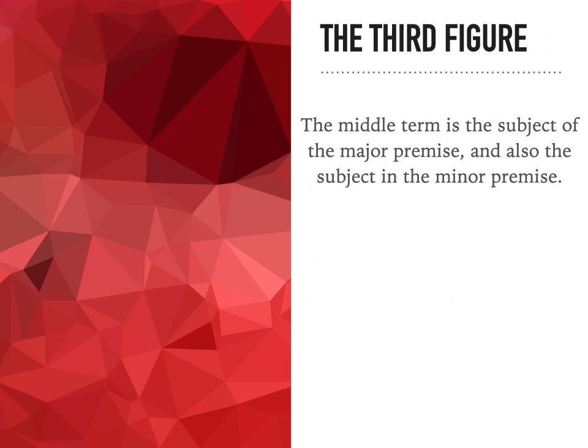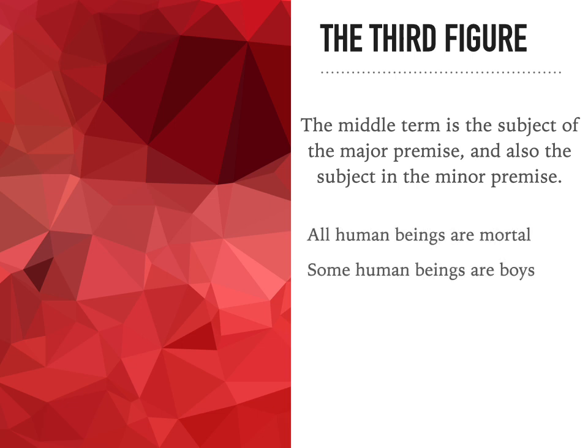Third figure syllogisms: the middle term is the subject of the major premise. It's also the subject of the minor premise. We call these sub-sub. An example of this would be this. All human beings are mortal. Some human beings are boys. Therefore, some boys are mortal.